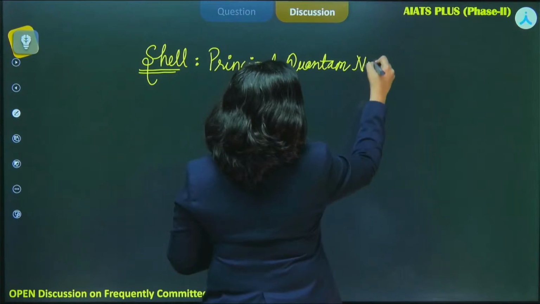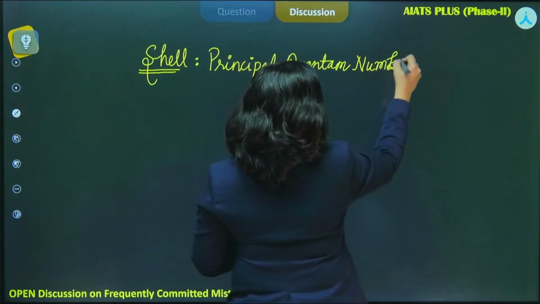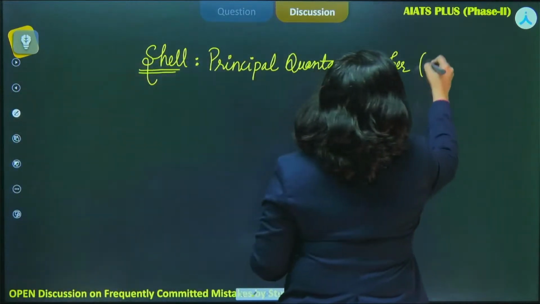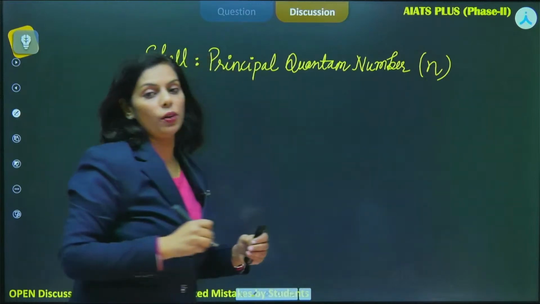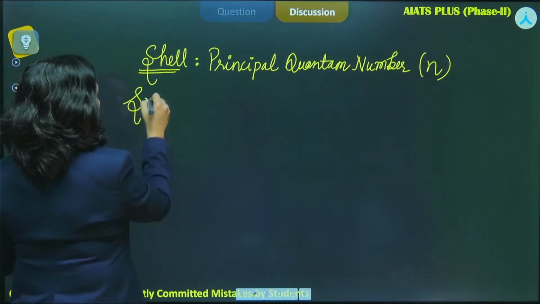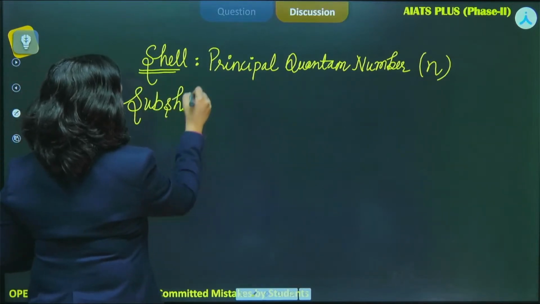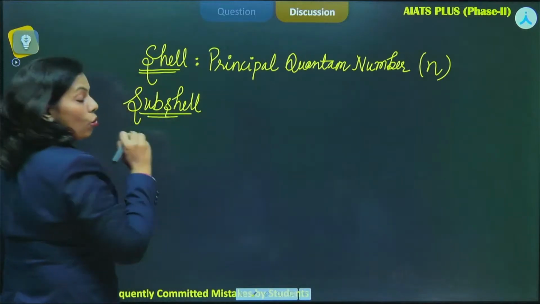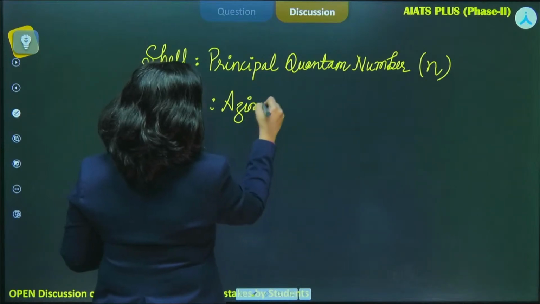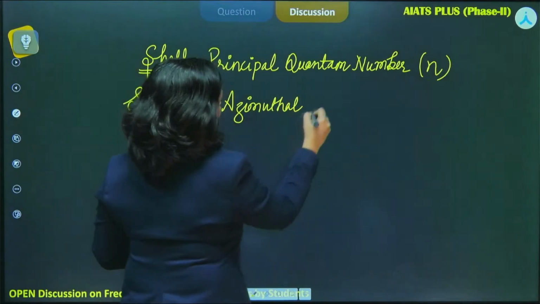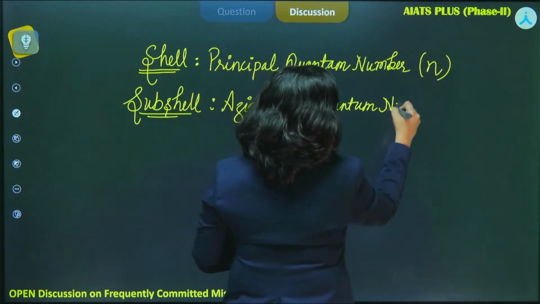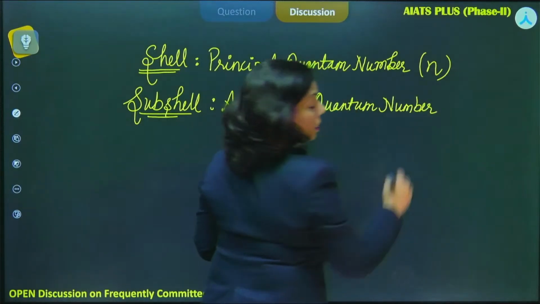Principal quantum number. What is the denotation for this? How do we represent it? How do we represent principal quantum number? Because the question is related to it only. N value, right? And further, we have subshell, right? To know about subshell, we need to look at azimuthal quantum number. Am I right? And how do we represent?